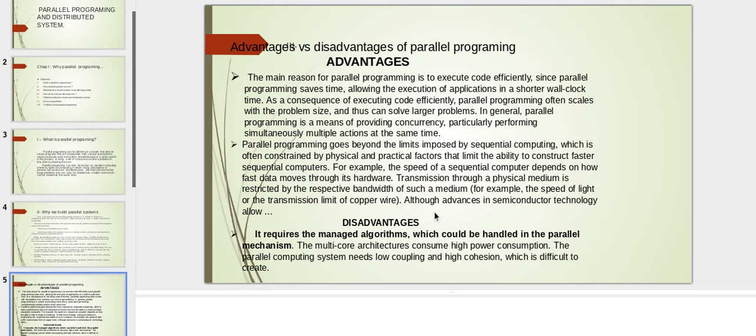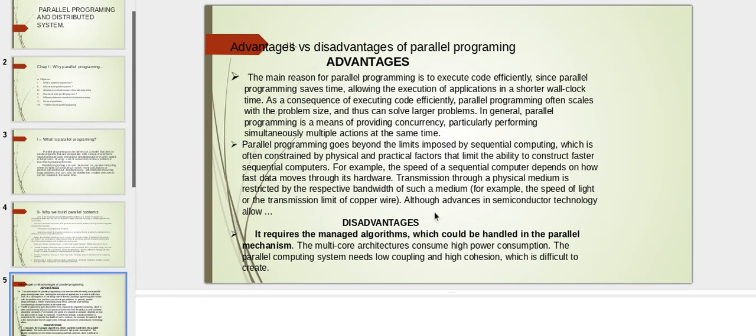And talking of disadvantages, we also have disadvantages which are highlighted, just one, but we will see it in detail in our next video. It requires a managed algorithm which could be handled in a parallel mechanism. The multiple core architecture consumes high power. The parallel computing system needs low coupling and high cohesion, which is difficult to create.